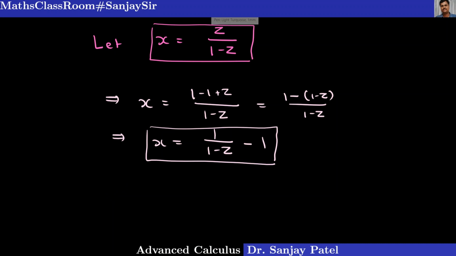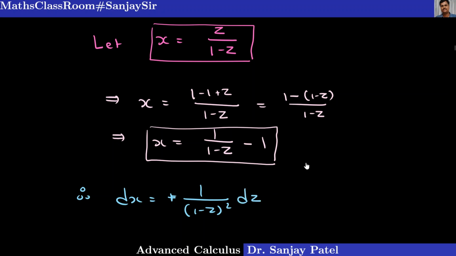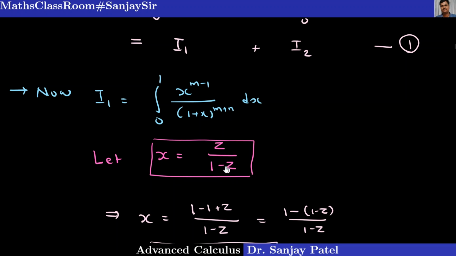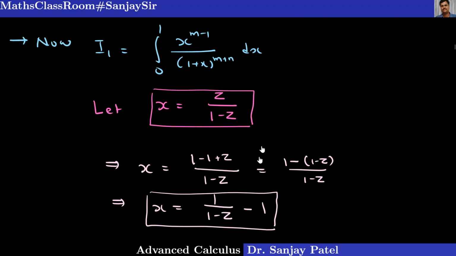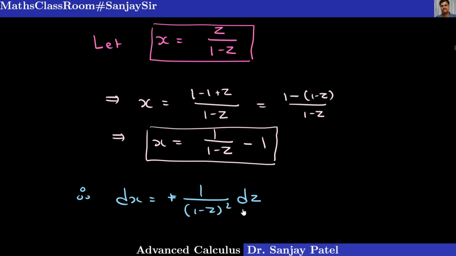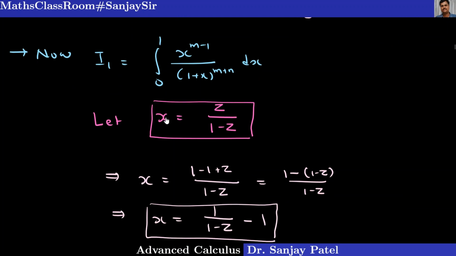Therefore dx will be the derivative of x. Differentiating both the sides, it is minus 1 upon (1 minus z)^2, and then the derivative of (1 minus z) is minus 1, so this will become plus 1, into dz. What we are going to do is change this integral in terms of this new variable. So this is the change of variables here. Everywhere x appears, we substitute this, and this dx will be replaced by 1 upon (1 minus z)^2 into dz. And now the limits of integration.